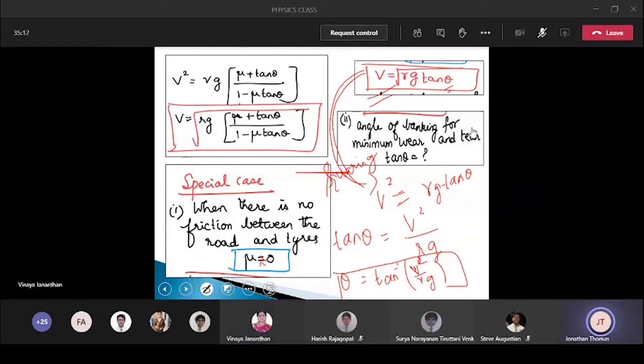Ma'am, when we write the derivation, should we write the special cases as well? Yes, you have to write. Statements are important. Ma'am, this is the final formula, right? For the angle of banking, theta is equal to tan inverse. Correct. So you have three expressions. You have to learn them by heart, because when you're solving your numericals, you cannot derive these equations. All the final expressions you should know by heart. We'll do a numerical, then you'll understand.